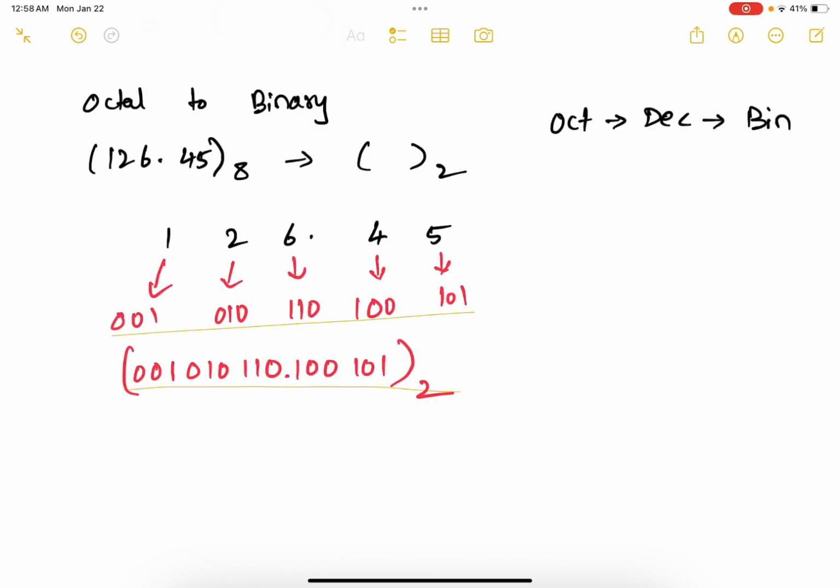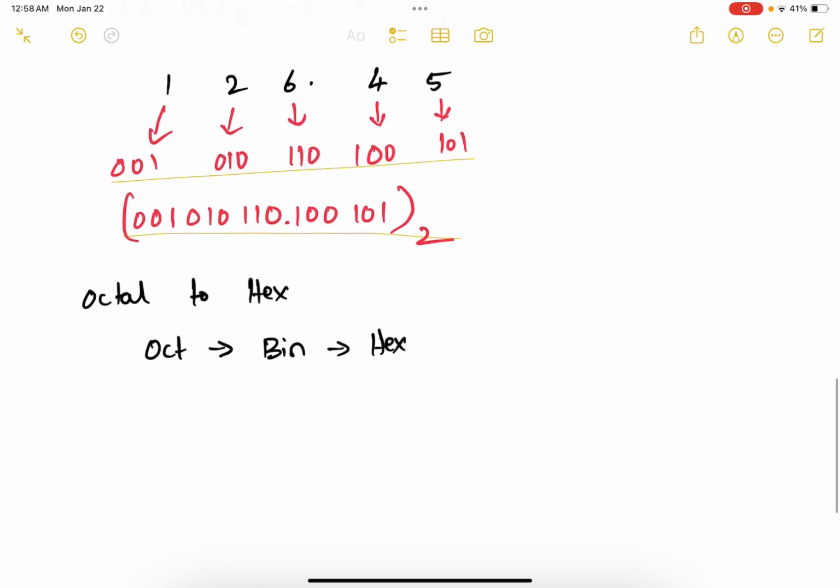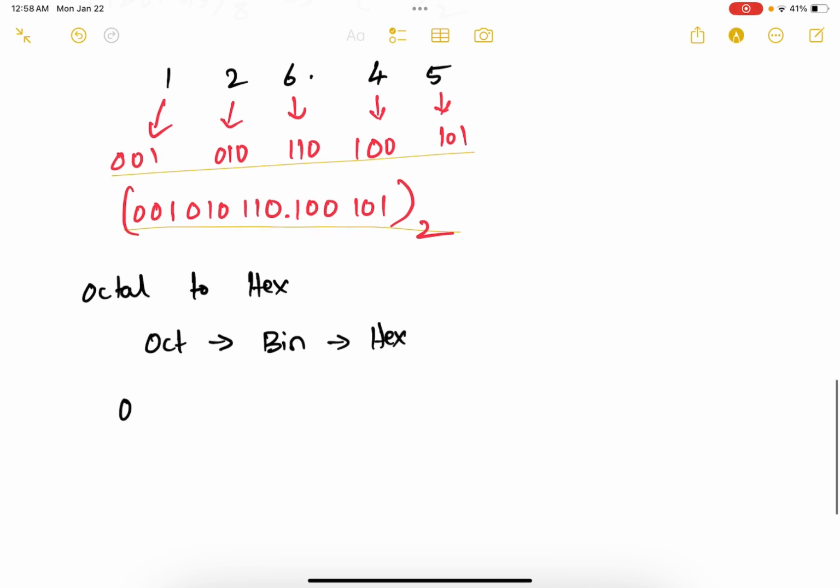So the next step would be to convert the octal to hex system. So the best way would be to convert octal to binary and then binary to hex. So let's take the previous example. We have already converted this into binary. So let's take the binary and we convert it into hex by grouping into 4s.